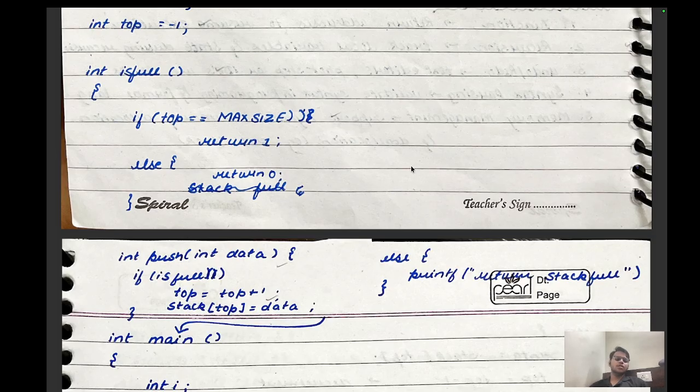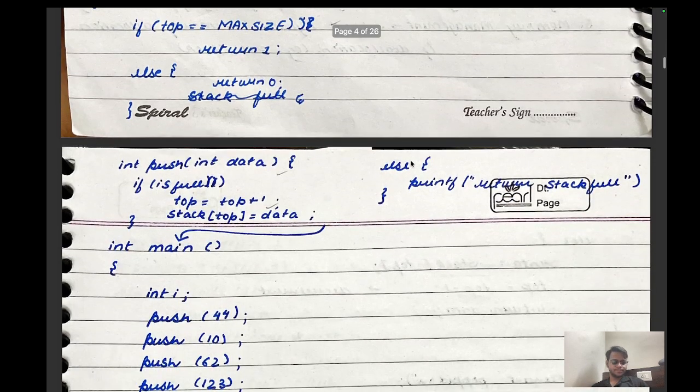If something is empty, then you can add something. Or if something is full, then you can perform a pop operation to delete something, and then you can perform push to add elements.